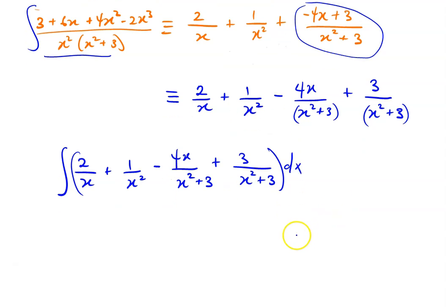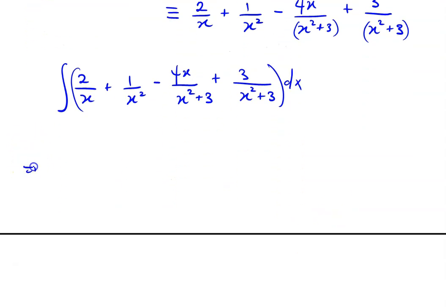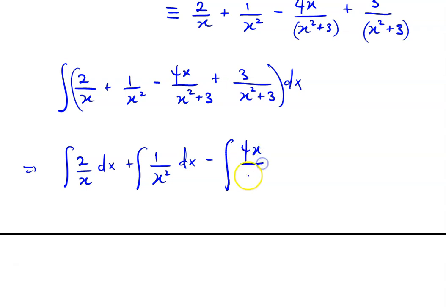So you can expand it. At the end, we are going to get integration of 2 on x dx over here, plus integration of 1 on x squared dx, minus integration of 4x on x squared plus 3 dx, plus integration of 3 on x squared plus 3 dx, right?